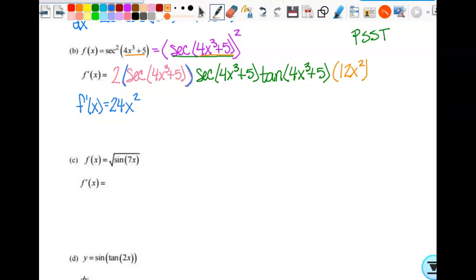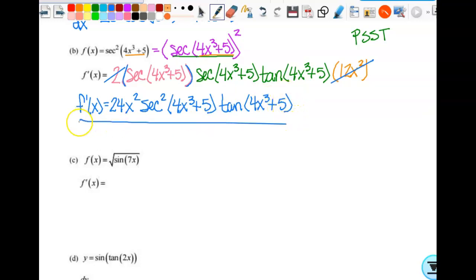You could also, as you go through, not a bad idea, I do this sometimes when I have a ton of stuff, I'm going to mark them out because I already used them. I don't want to accidentally use them again or do something weird. Then I have secant times secant, and they're the same, right? So that's going to be secant squared. So I can have secant squared of 4x cubed plus 5 times tangent of 4x cubed plus 5. That's my derivative.